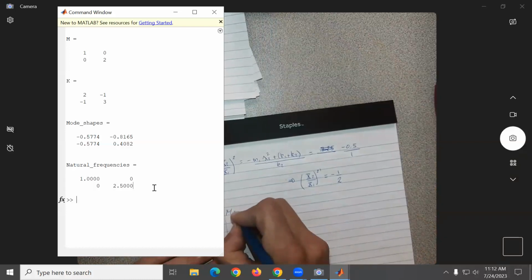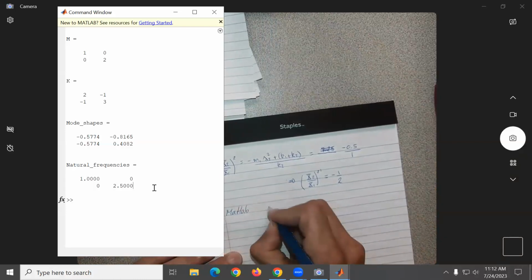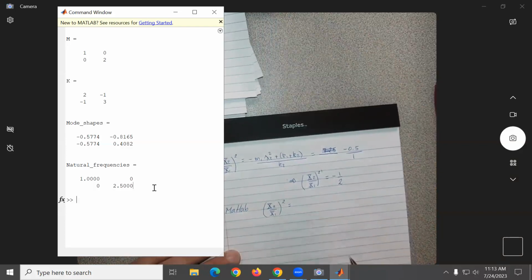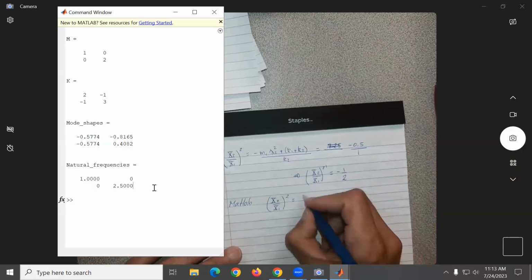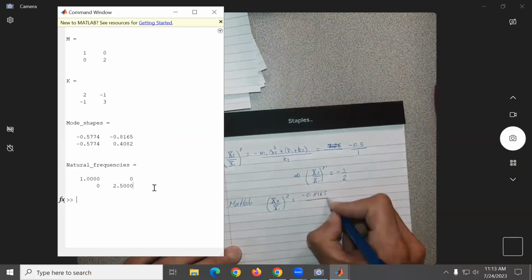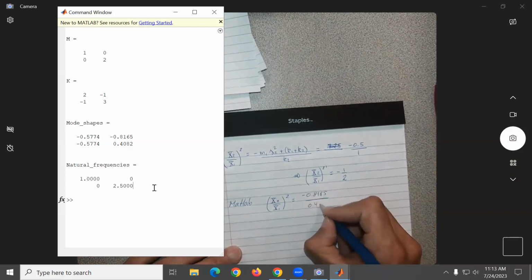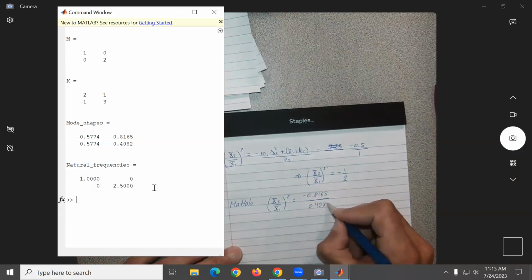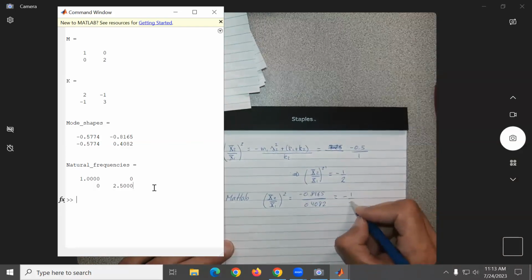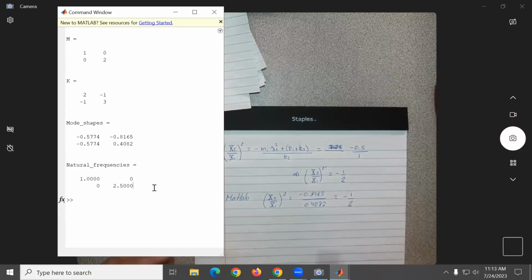However, the MATLAB is giving us what? It's giving us the negative 0.8165 divided by 0.4082. But if you simplify it and find out that this is twice as the other one, so it should give you negative, again, minus 1/2. But why? So I just want to finish with that. Why is MATLAB giving us a different value? Or we are getting a different value?